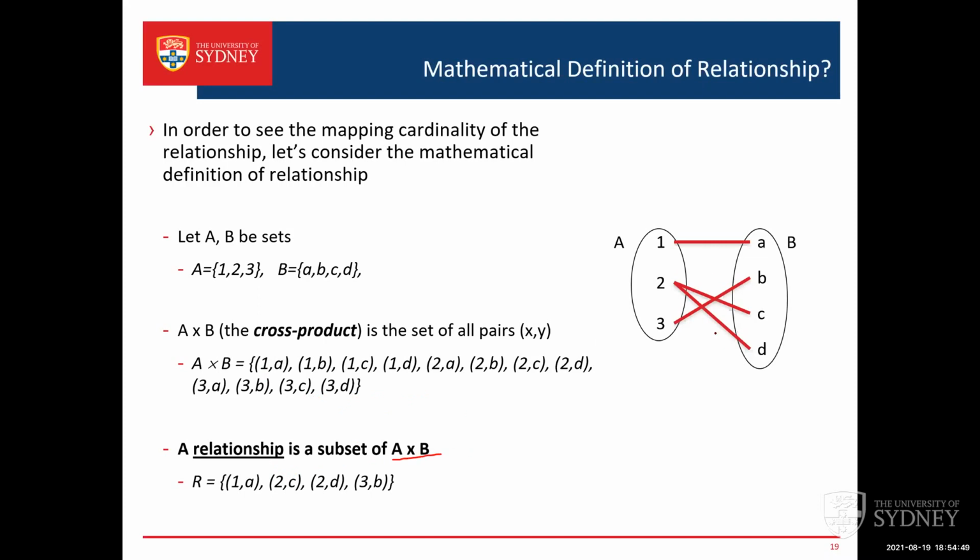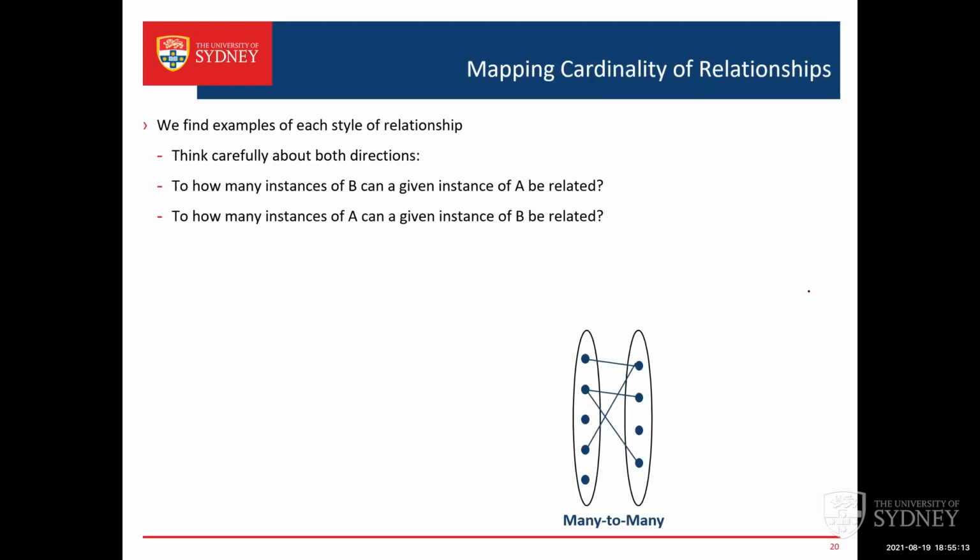So in this case, what can we see? We can see that 1 is connected with A, 2 is connected with C and D, 3 is connected with B. So what is the degree of relationship here? We know 4 types of degrees: 1 to 1, 1 to many, many to 1, many to many. What is the type of relationship that we have here? That's what we have to figure out. If the relationship looks like this, then this is a many to many relation.